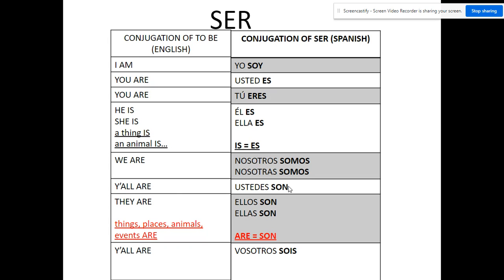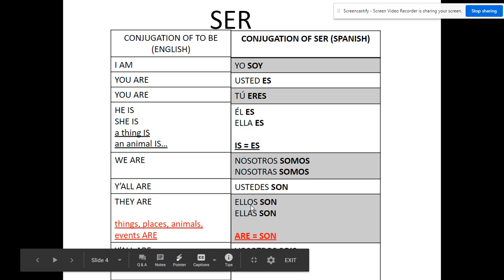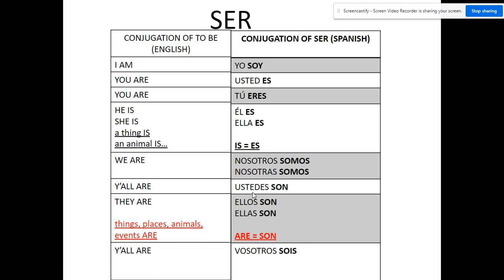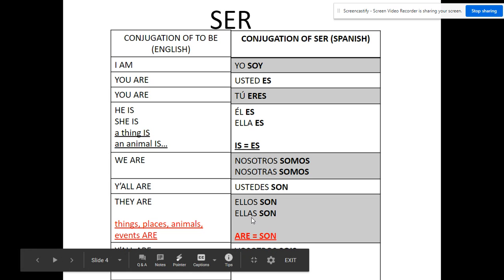Are changes to son if the pronoun is ustedes or if it is ellos or ellas. Ustedes is you all and ellos and ellas is they.